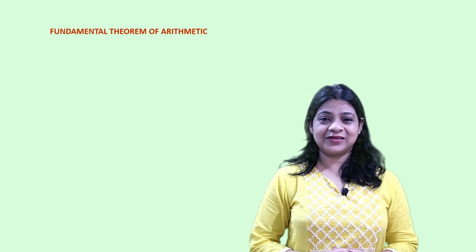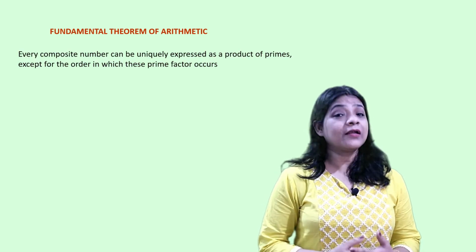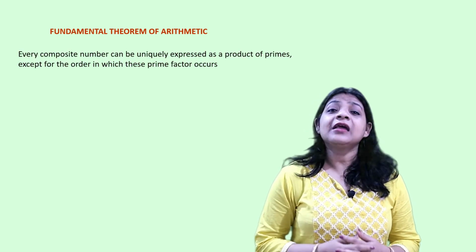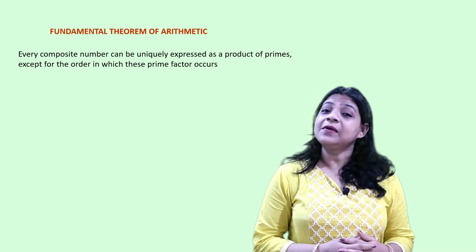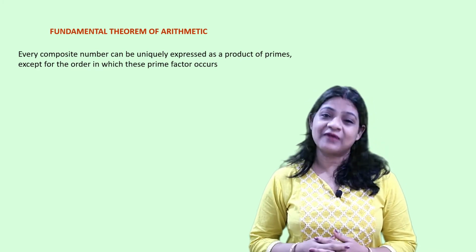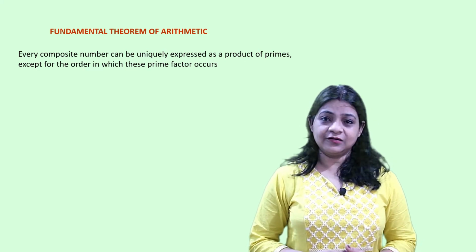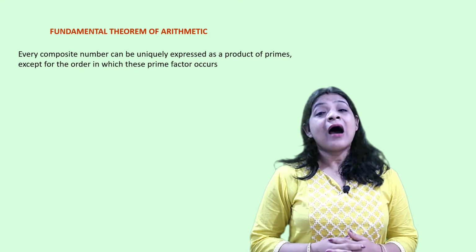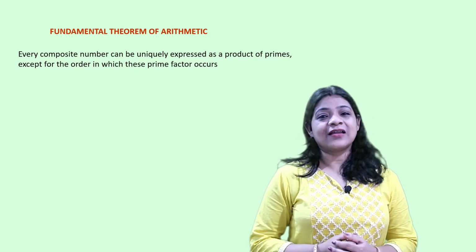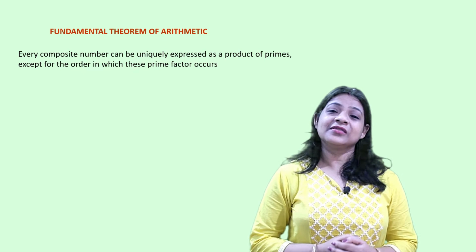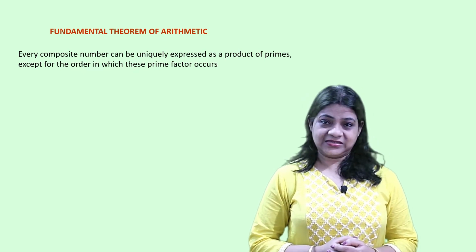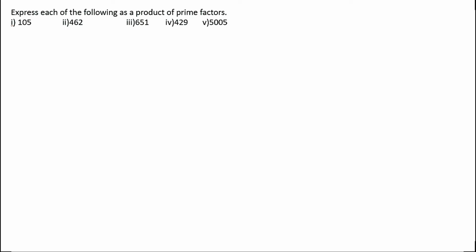Let's come to the main topic, that is the Fundamental Theorem of Arithmetic. The theorem states that every composite number can be expressed as a product of primes, except for the order in which these prime factors occur. So let's try to understand this theorem with the help of some examples.